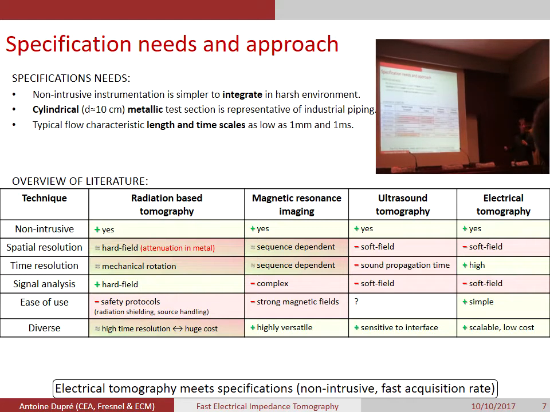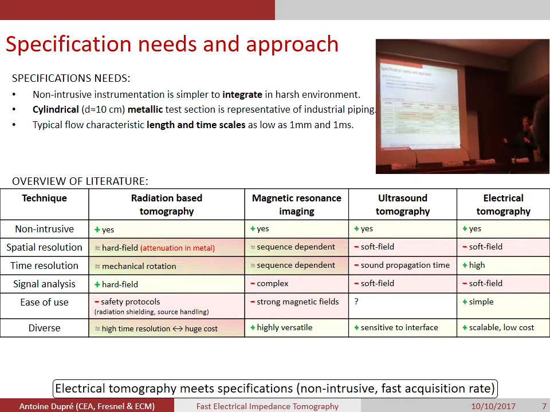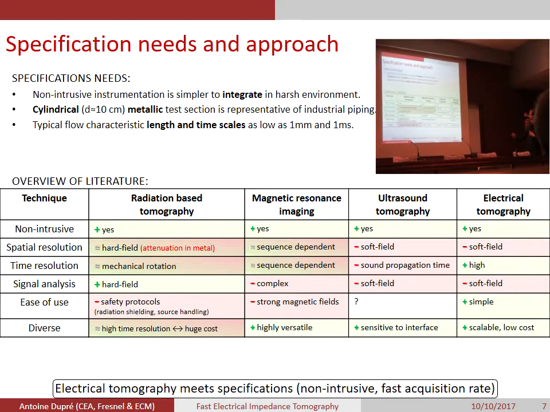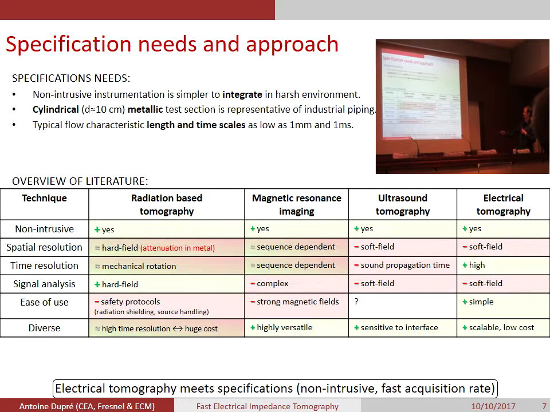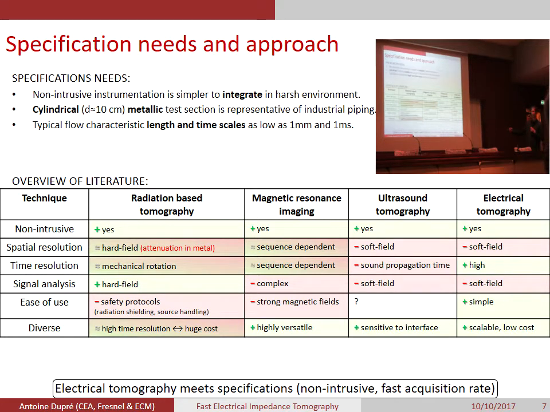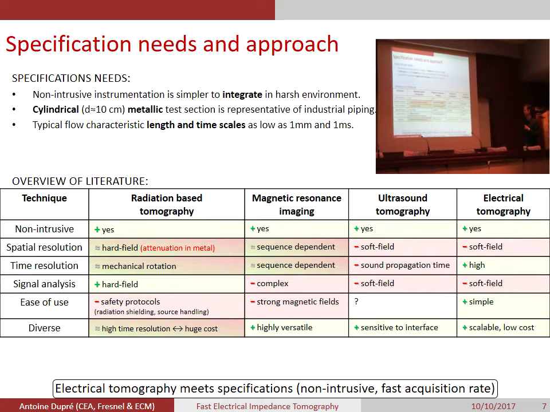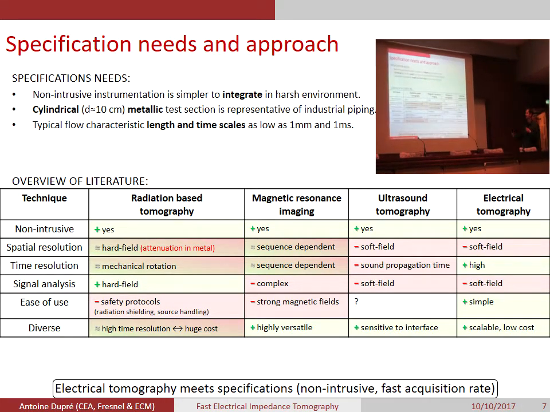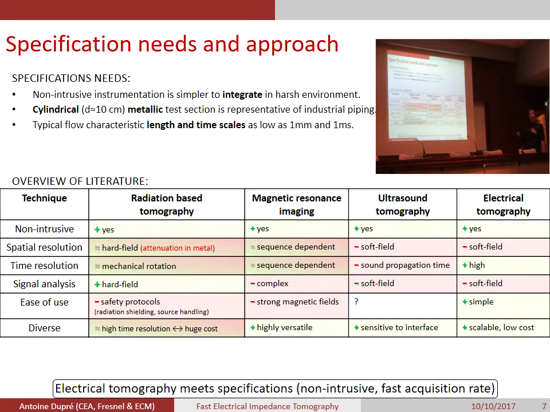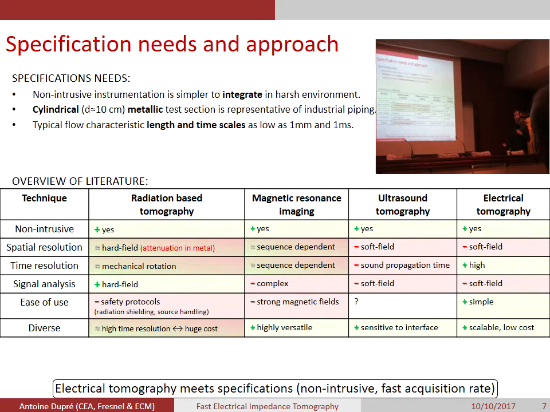So I made an overview of the literature about the aforementioned tomography techniques, and this is summarized in this table. The conclusion is that, as you can guess from the title of this PhD thesis, I've opted for electrical tomography. There are very good features of radiation-based tomography and magnetic resonance imaging, mainly due to the fact they are ray-field tomography techniques, which results in a simpler analysis of the signal and a better spatial resolution. However, there are some issues with the complexity to use and implement those techniques, and also with the temporal resolutions.